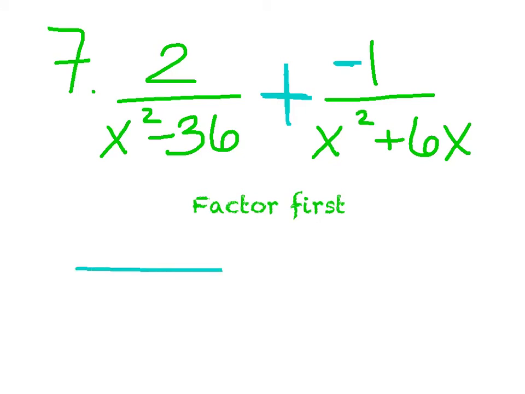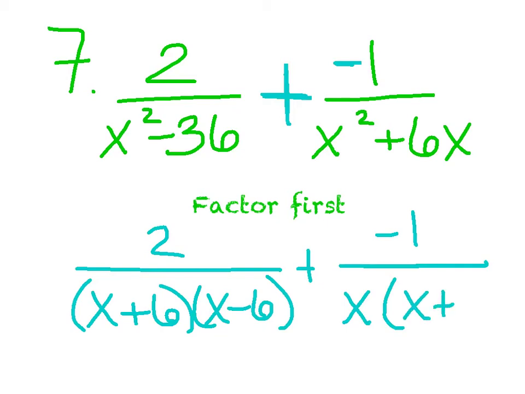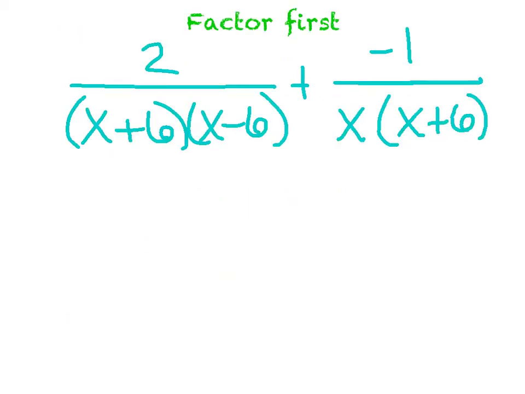So hopefully you're saying you see perfect squares, so x plus 6 and x minus 6, and I'm not going to touch the numerator. And on the bottom, I don't see perfect squares this time, I see a GCF. So I'm going to pull out an x, and I'm left with x plus 6. Now this denominator is much messier than we've seen in our previous examples.